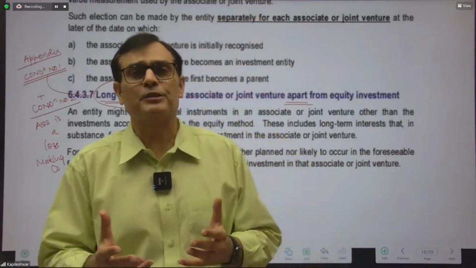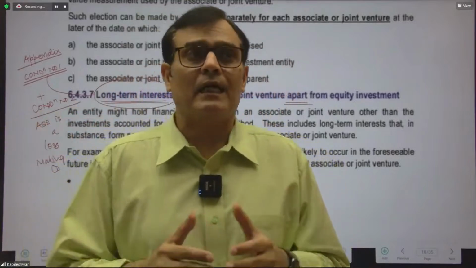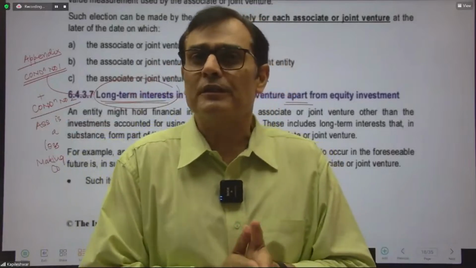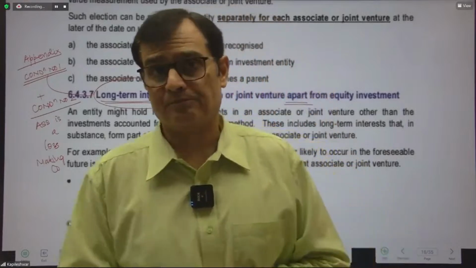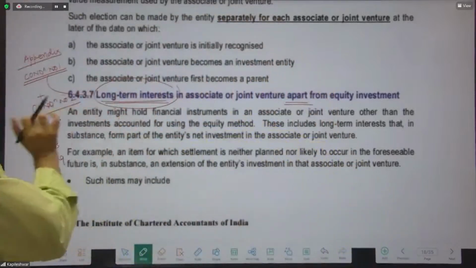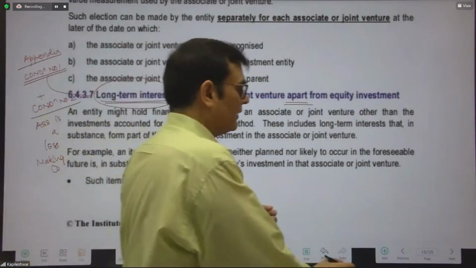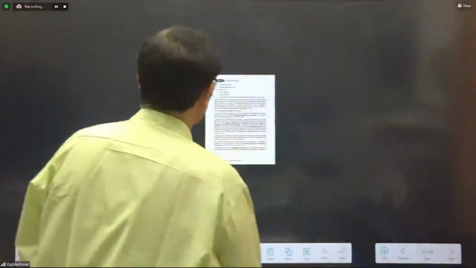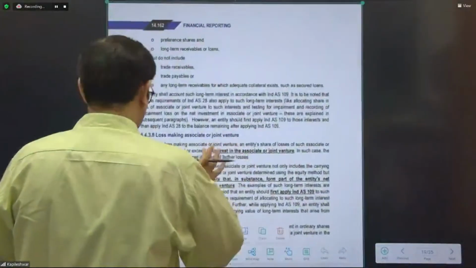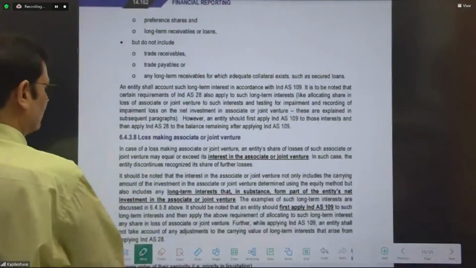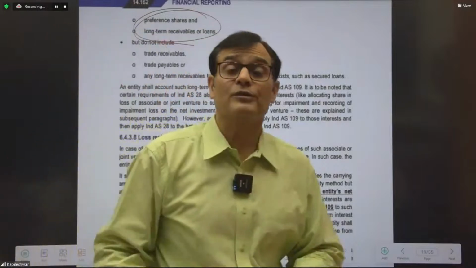The same case can happen in terms of an associate as well. The investor might put money into the associate company, other than equity investments, where the intention is not there to take the money back. So these investments are as good as permanent funding. So we're talking of long-term interest, and these would be those investments where there is neither any intention nor any plan to take the money back. And typically, I would say there will be two kinds of investment in this particular case. One is preference shares, and one is long-term receivables alone.